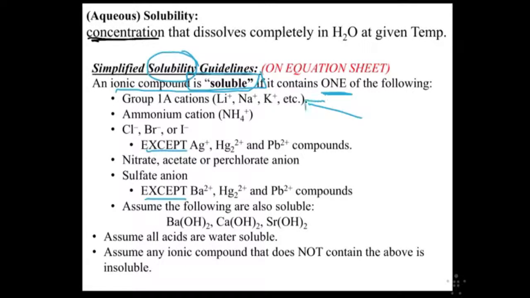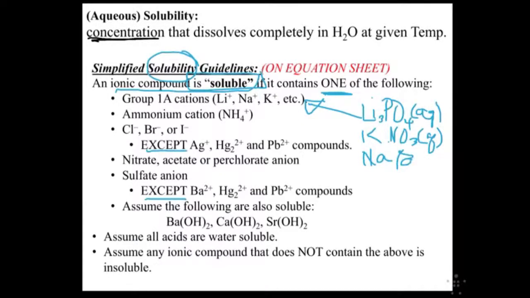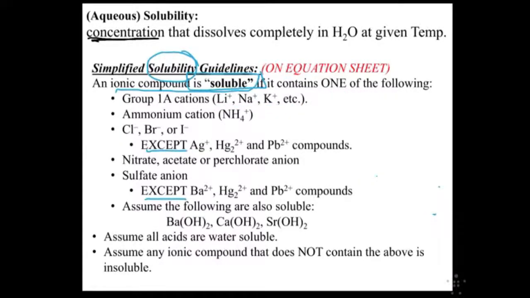Group 1A cations, so something that has lithium or potassium or sodium in it. Regardless of what it's bonded to, so lithium phosphate Li3PO4 or potassium nitrate KNO3, those are all going to be soluble. Okay, so they're going to be aqueous if they're in water. NaCl, aqueous. Okay, so if it contains any of those, it's soluble. Likewise, anything that contains the ammonium cation, so ammonium phosphate, for example, would be a soluble compound.